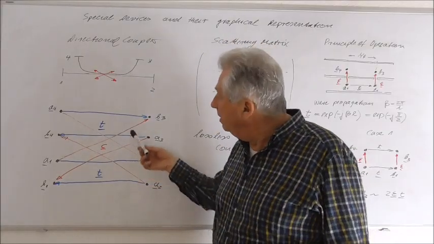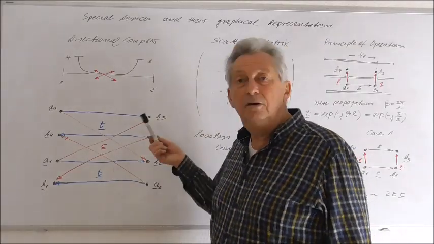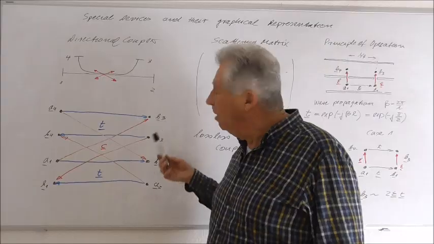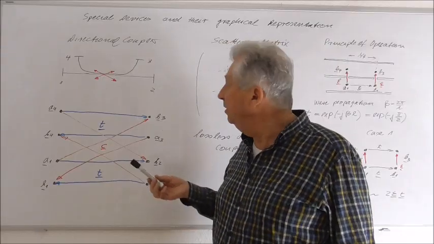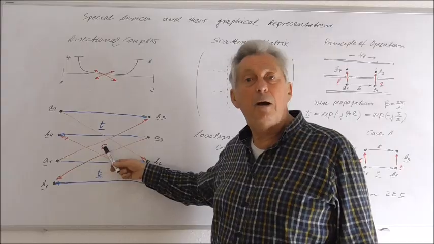So in the ideal case, a directional coupler will be described by two scattering parameters, which we call the transmission coefficient and the coupling coefficient.